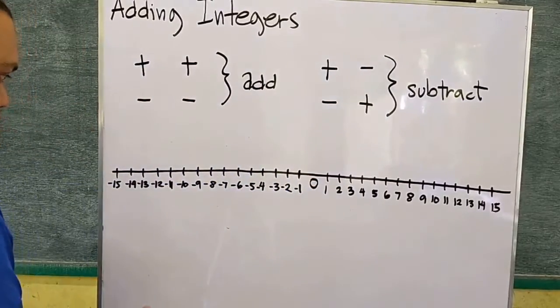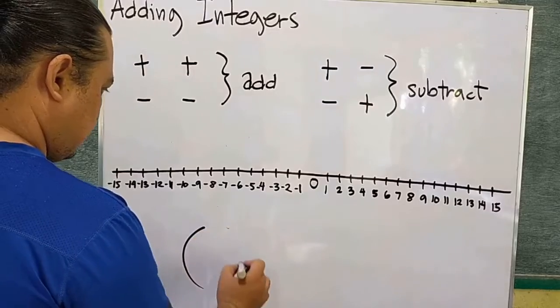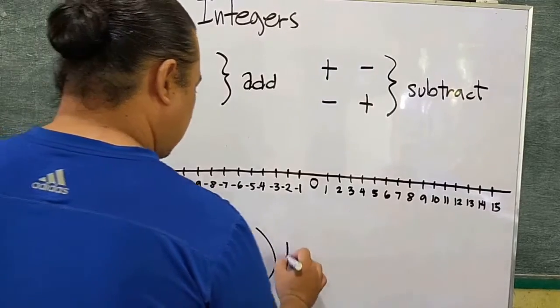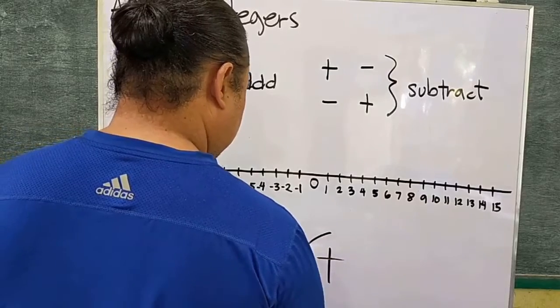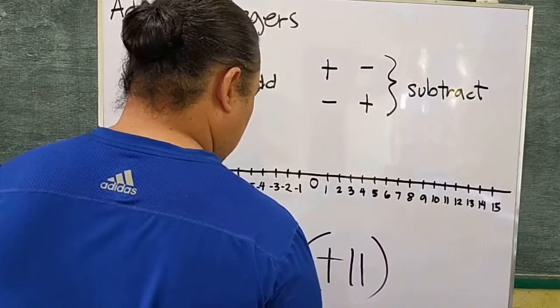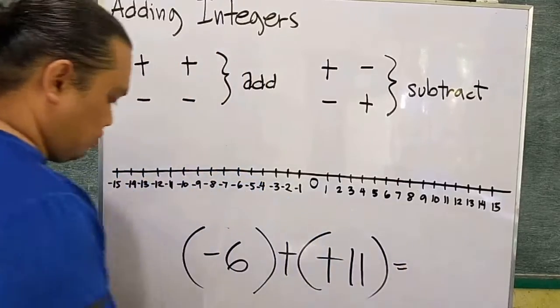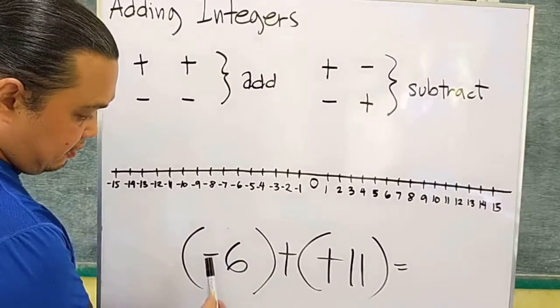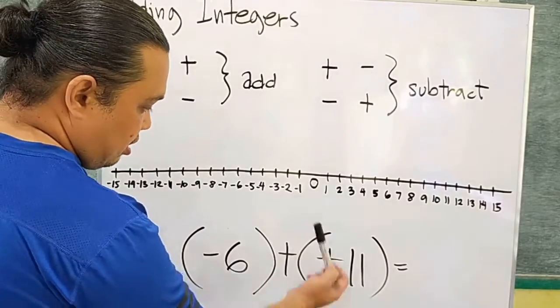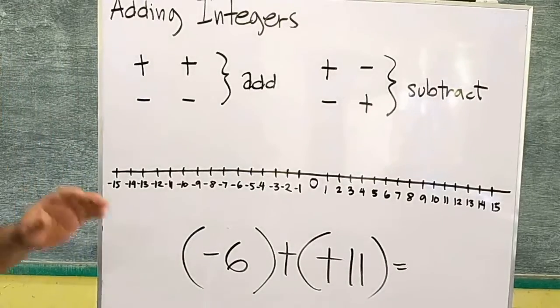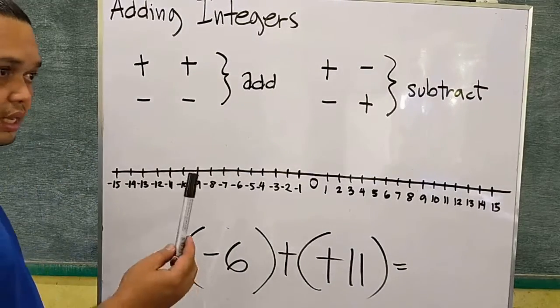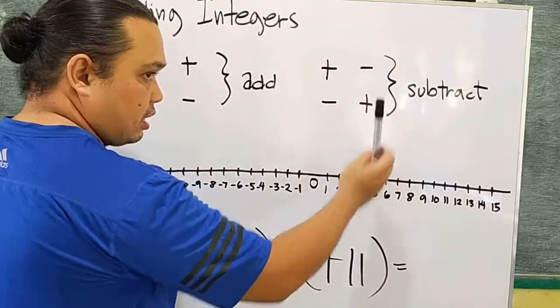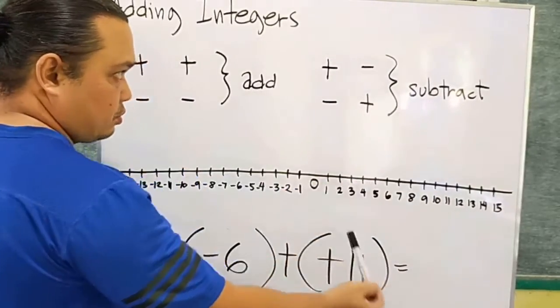Okay, let's add negative 6 plus positive 11. Now we are still adding unlike integers because they have different signs. One is negative and the other is positive. So to add unlike integers, we subtract. We subtract because they are unlike.